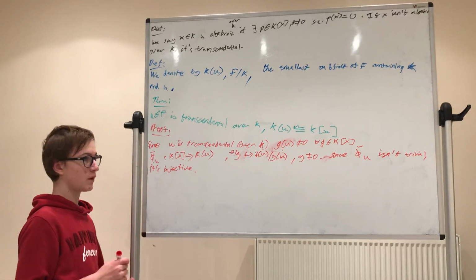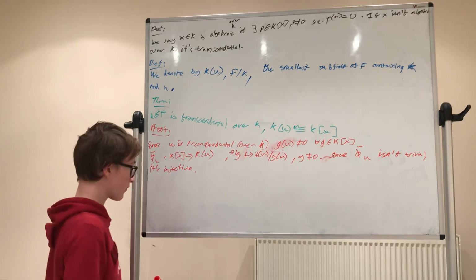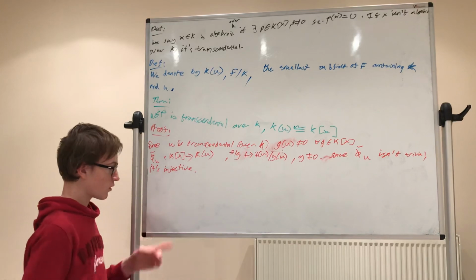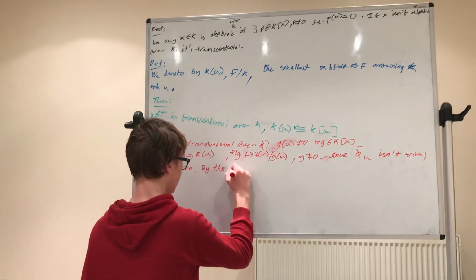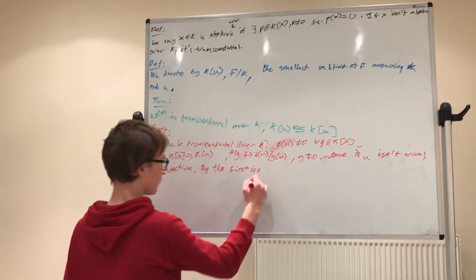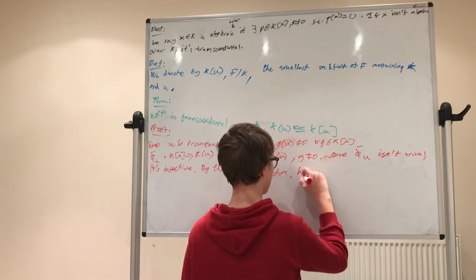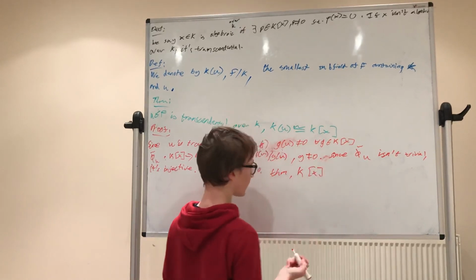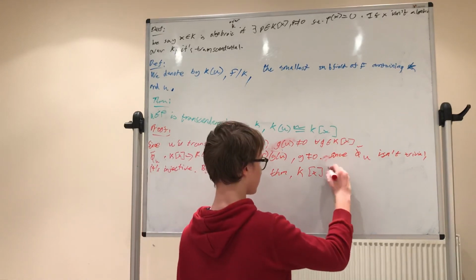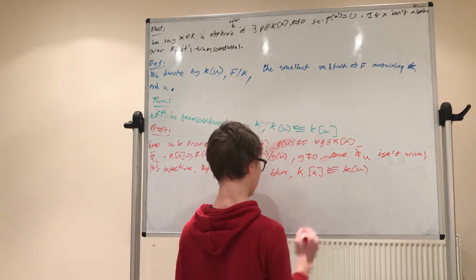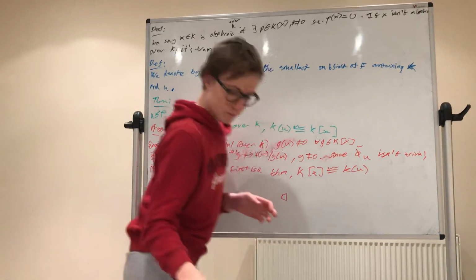Now, therefore, by the first isomorphism theorem, K(x) is isomorphic to K(u), like this. Ta-da!